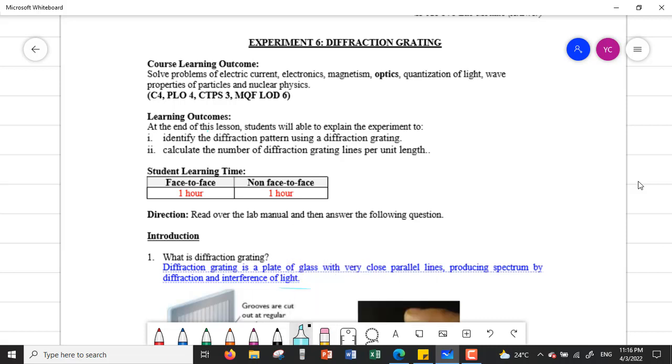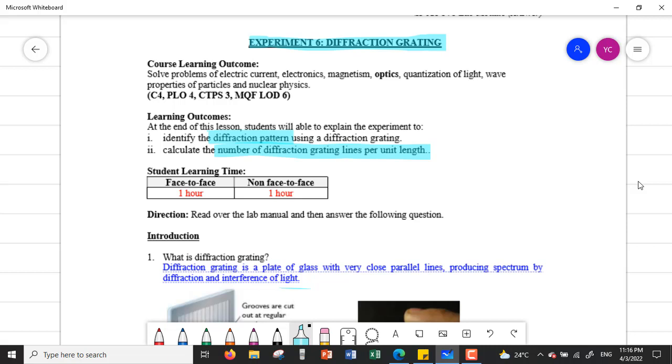Hello boys and girls, in this video we are going to discuss the pre-lab worksheet for Experiment 6, diffraction grating. At the end of this lesson, students should be able to explain the experiment to identify the diffraction pattern using a diffraction grating and also calculate the number of diffraction grating lines per unit length.